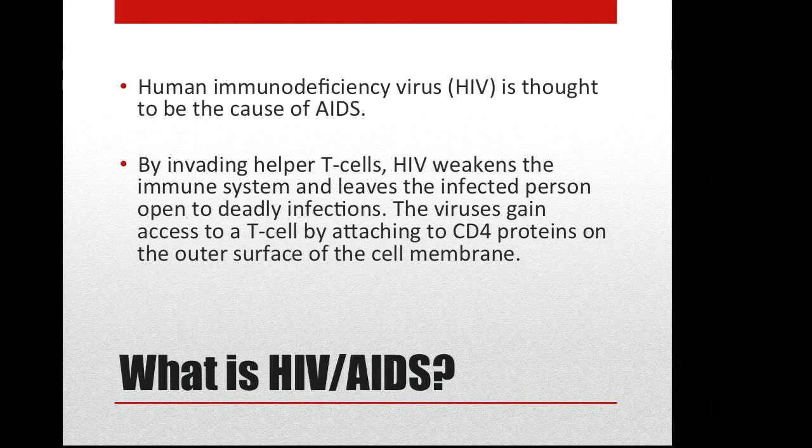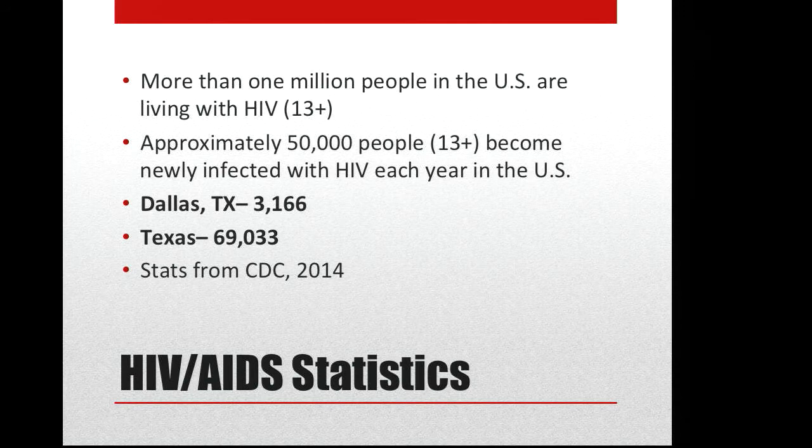HIV is thought to be the cause of AIDS, and what it does is it attacks your immune system. So it doesn't actually kill you, but it makes it so other things can. There are more than 1 million people in the U.S. who are living with HIV, and approximately 50,000 people each year become infected. There's some numbers for our area. Over 3,000 in Dallas, about 69,000 in Texas, just this past year.